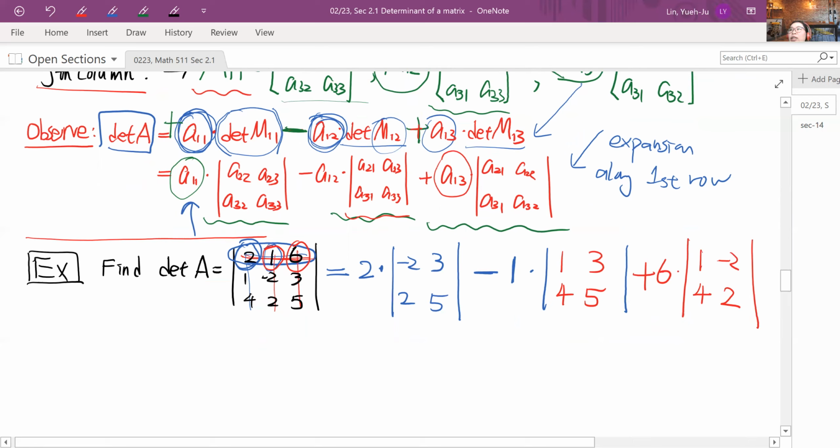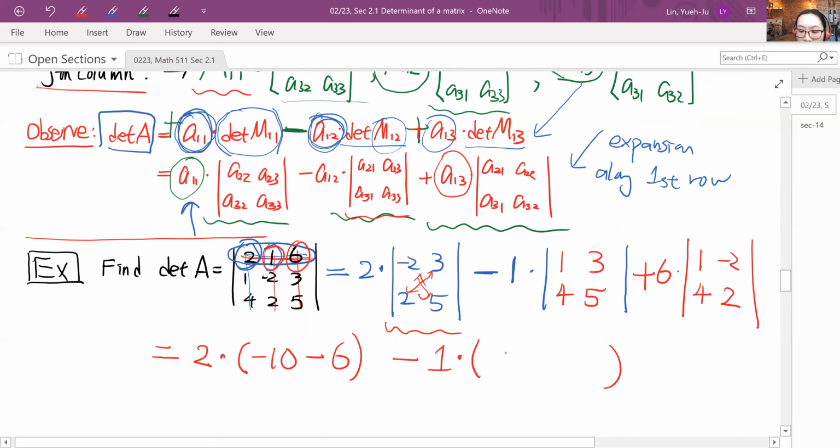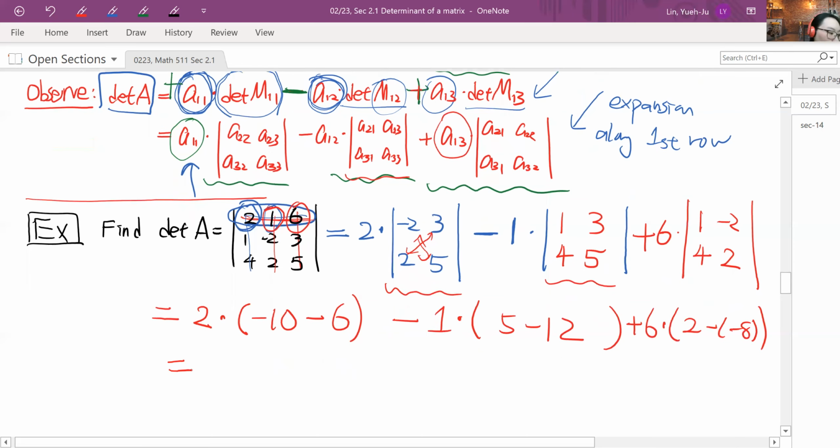And determining 2 by 2 is so easy. We already know how to do it. So let's calculate here. 2 by 2, this is minus 2 times 5, that would be minus 10. And minus 2 times 3, that's minus 6. Minus 1 times 5 minus 12. And plus 6 times 2 minus minus 8. So now let's see. I have minus 16, minus 32, and plus 7, and this is 10, and plus 60. So this is going to be 35.